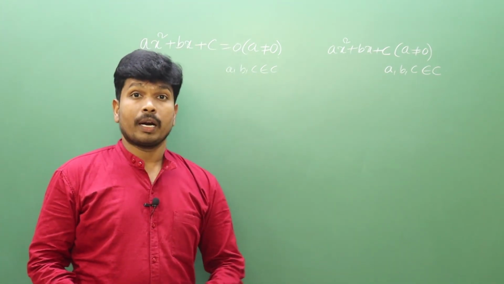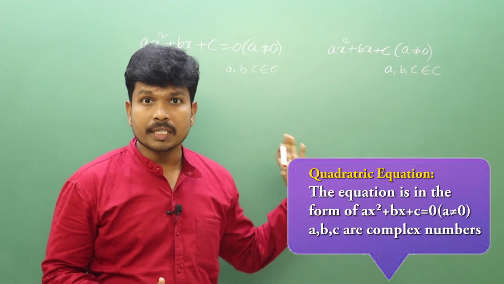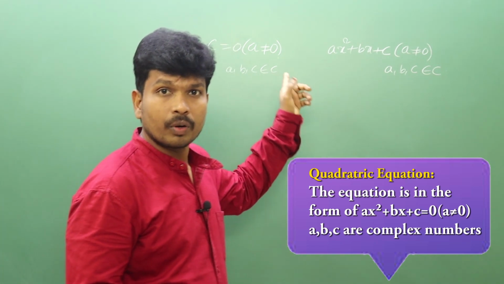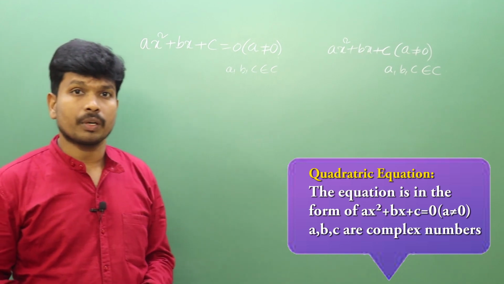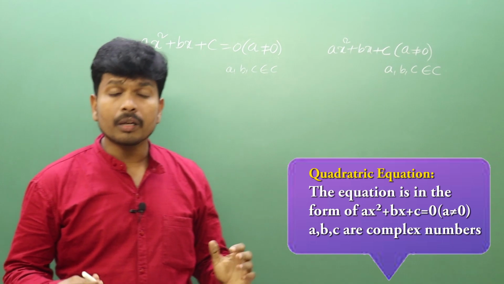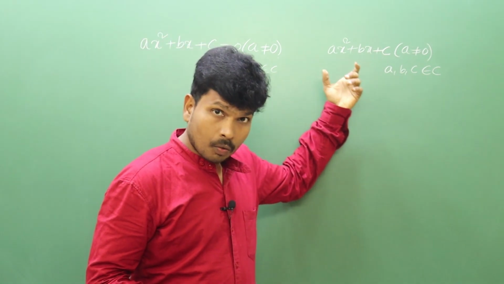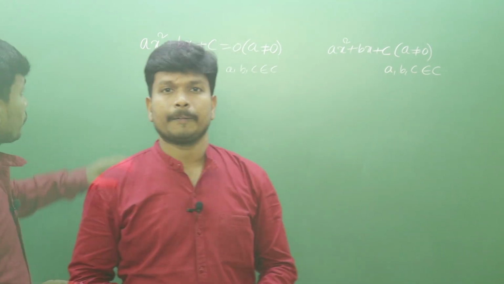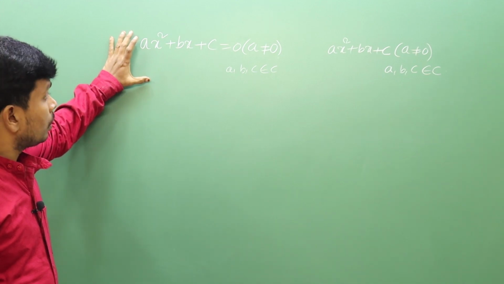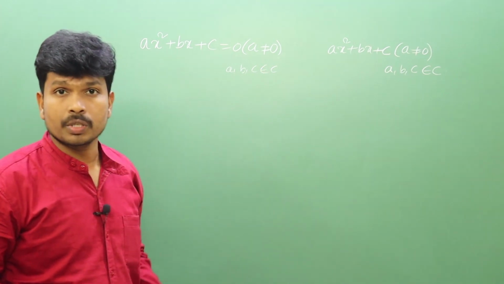What is meant by a quadratic equation? Tell me the definition. The equation in the form ax² + bx + c = 0, where a not equal to 0, and a, b, c are complex numbers, is called a quadratic equation. And this is called a quadratic expression. Observe here, it is a quadratic equation, no? What are the conditions? a not equal to 0, a, b, c belong to C.